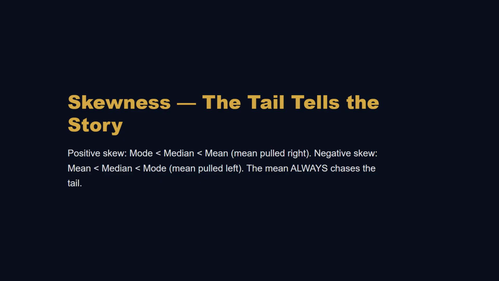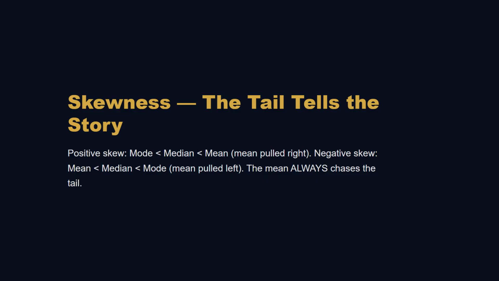Negative skew means the left tail is longer. There are a few very large negative returns pulling the mean below the median. Here is the critical relationship for the exam. For a positively skewed distribution, mode is less than median, which is less than mean. The mean gets pulled toward the long right tail. For a negatively skewed distribution, mean is less than median, which is less than mode. The mean gets pulled toward the long left tail.